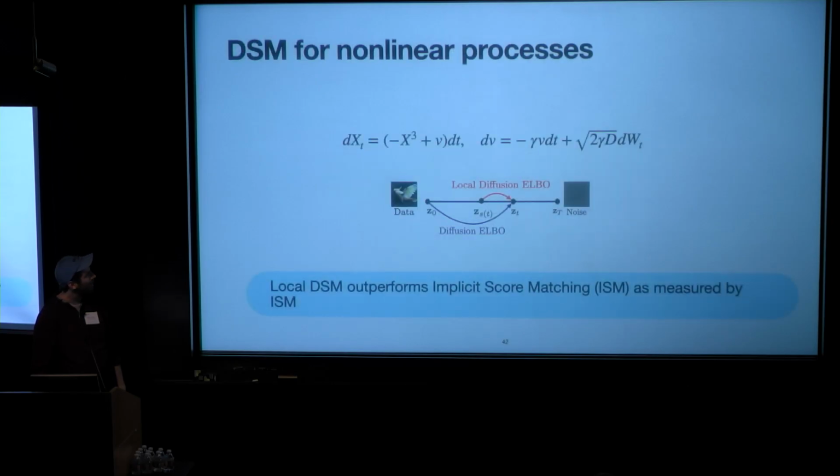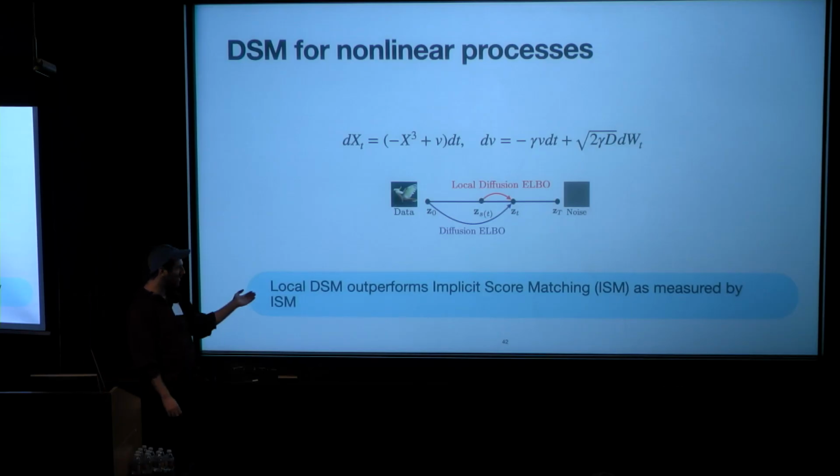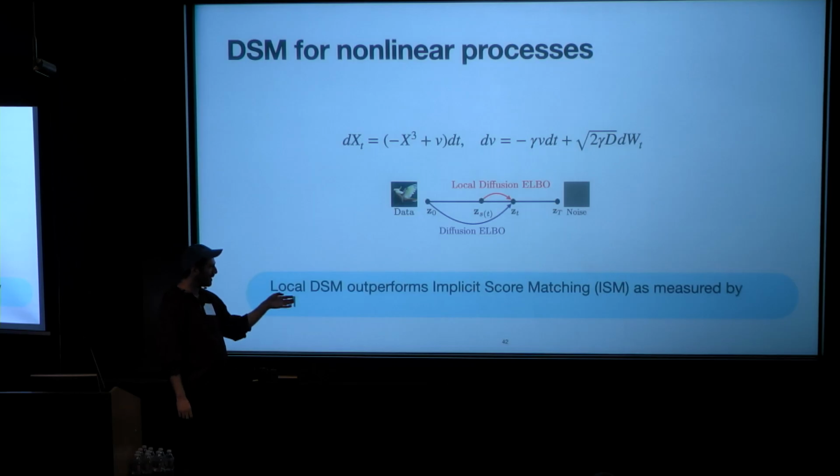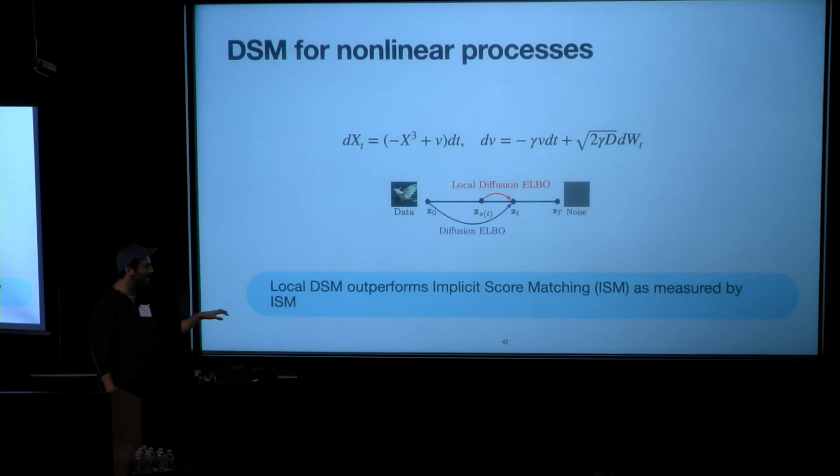OK, so going to this local insight, excuse the word ELBO here, which is just the negative of the loss functions we've been talking about. We're going to quickly, in a minute or two, see a way to apply denoising score matching, doing something incredibly simple, that outperforms, as measured by implicit score matching, optimizing implicit score matching.